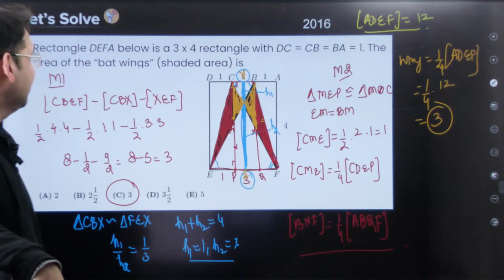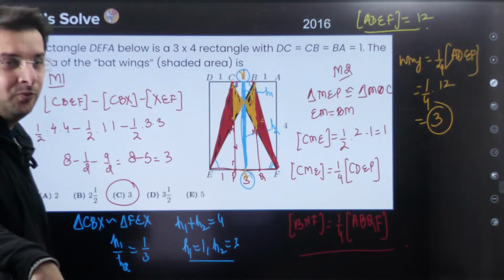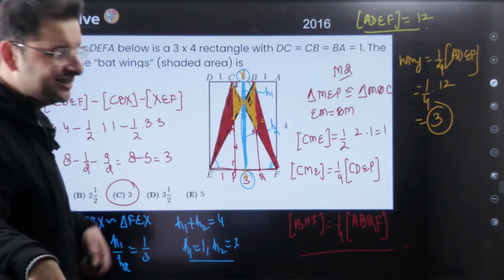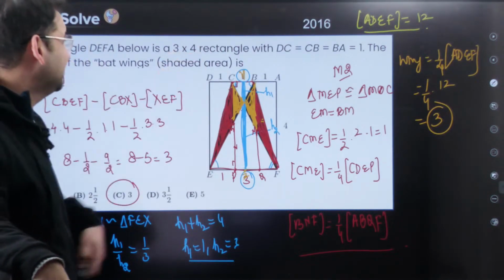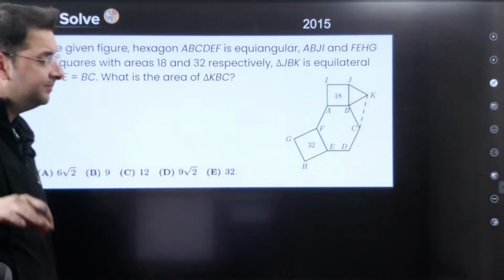Wing area, or bat wings area, is 1/4 the area of the entire rectangle, and we are done. I hope this is clear to everyone. Got it? So this is another way of looking at it. This was the question which came in 2016. Alright, so let us do this question.